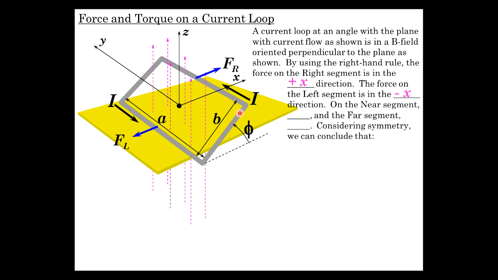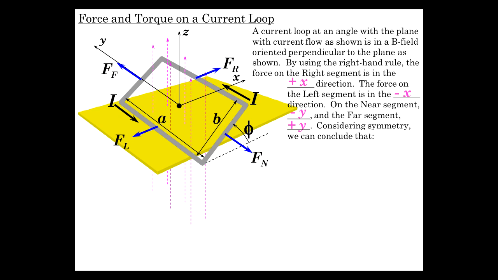Current's flowing like this. Now this direction is not vertical, nor is it horizontal. The vertical part does nothing, no force. The horizontal part does. So think of the horizontal part. Put your thumb in this direction while your fingers are like this, and you will notice that your palm is pointing outward, or negative y. So there's the force on the near segment, and likewise over on the far segment you get positive y.